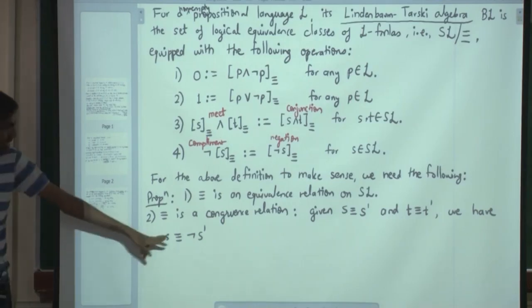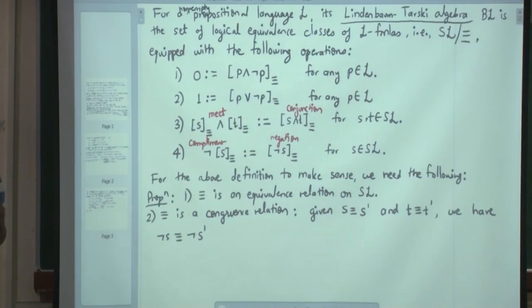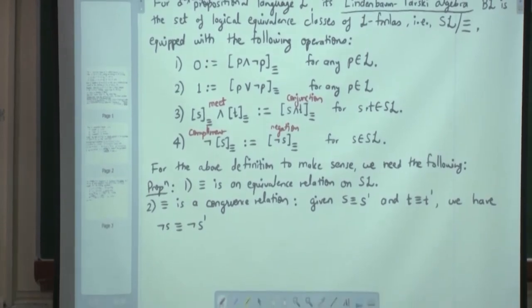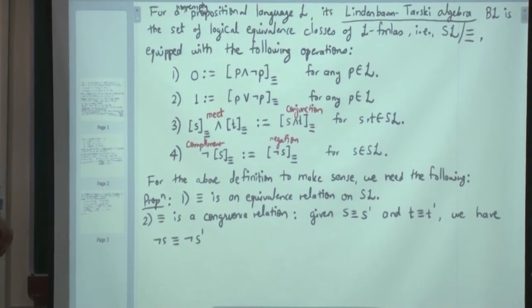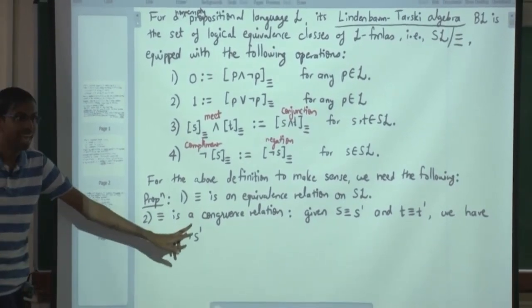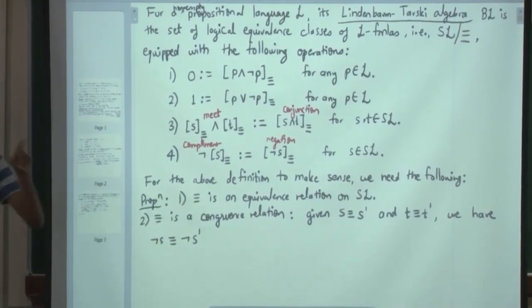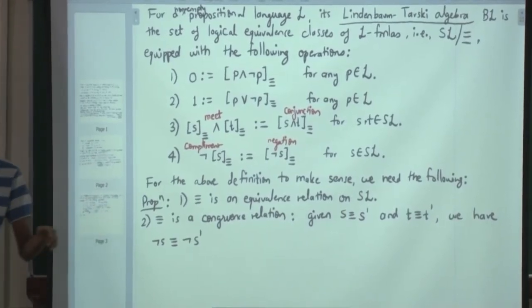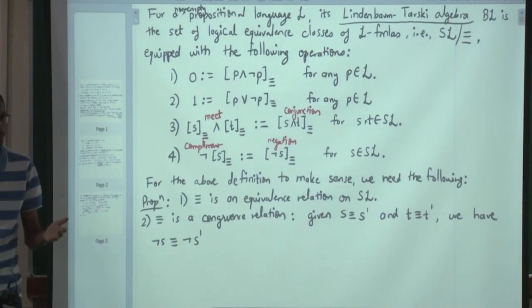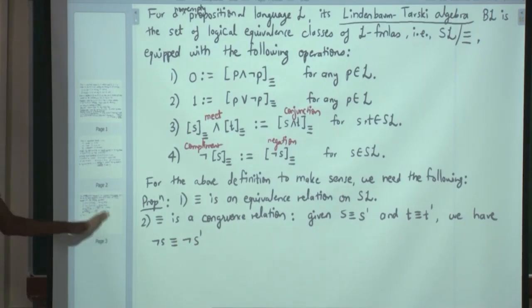Why is it the case? Why is negation S logically equivalent to negation S prime? Because given a valuation V, V of negation S is true if and only if V of S is false. And V of S is false if and only if V of S prime is false. And V of S prime is false if and only if V of negation S prime is true. So, you obtained the necessary connection that V of negation S prime is true if and only if V of negation S is true. All of you followed this? Okay.